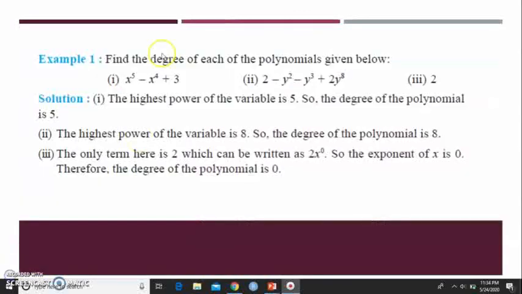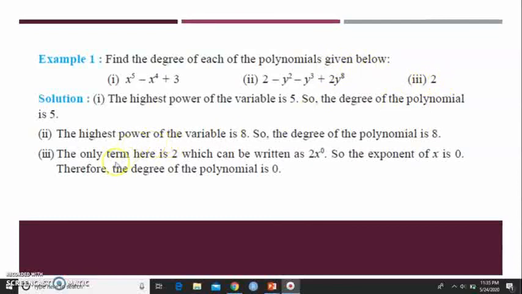Let us look at an example. Find the degree of each of the polynomials given below. The degree of a polynomial is the highest power of the variable present in any of the terms. Here we have three terms. The highest power of the variable is in the first term, x to the power 5. So the degree of the polynomial is 5. In the second example, the highest power is in the last term. The power of the variable y is 8. So the degree of the polynomial is 8.